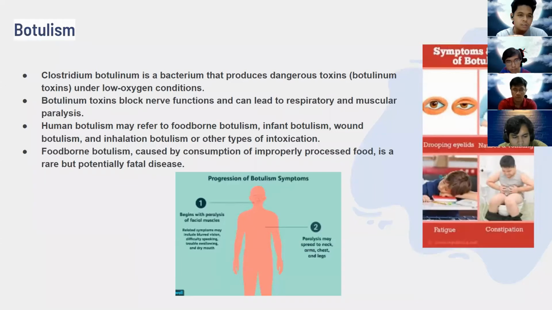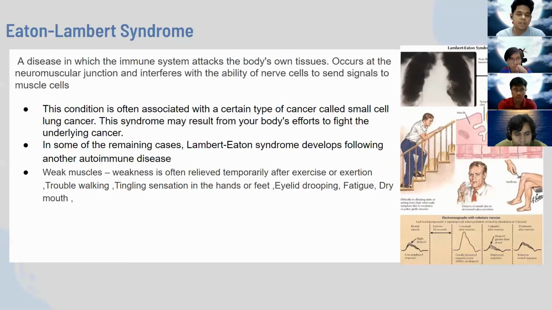Next slide. So the second disease is botulism, which is caused by bacteria called Clostridium botulinum, which produce a dangerous toxin called botulinum toxin under low oxygen conditions. The botulinum toxin blocks nerve function and can lead to respiratory and muscular paralysis. Human botulism may refer to foodborne botulism, infant botulism, wound botulism, inhalation botulism, or other types of intoxication. Foodborne botulism, caused by consumption of improperly processed food, is rare, but if it happens, it can be fatal.